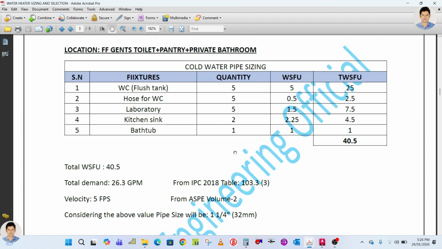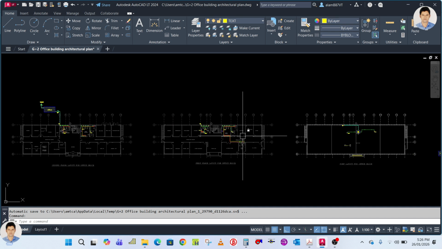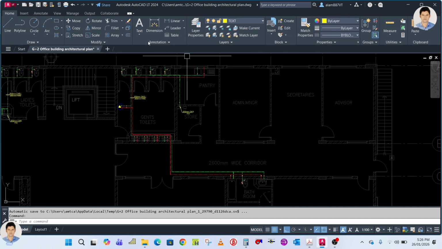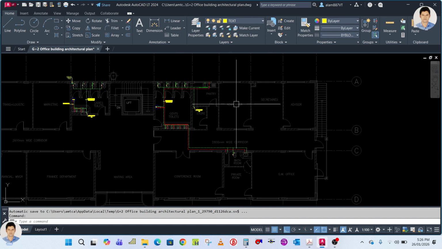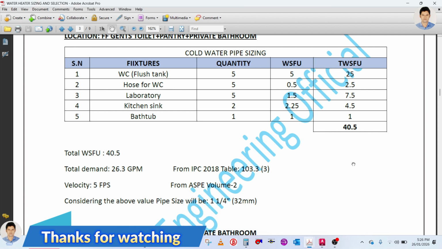So this is how, in this video, we have completed the cold water pipe sizing for the entire project. Now the hot water pipe sizing is pending for this area. In the next tutorials I will complete the hot water pipe sizing as well. So please be with me and keep watching my full video.